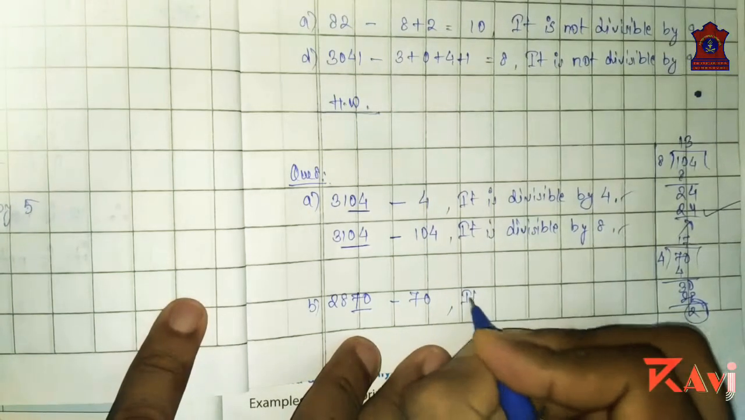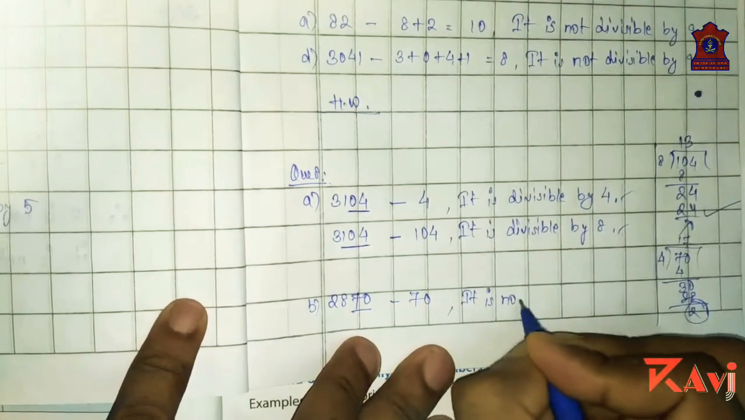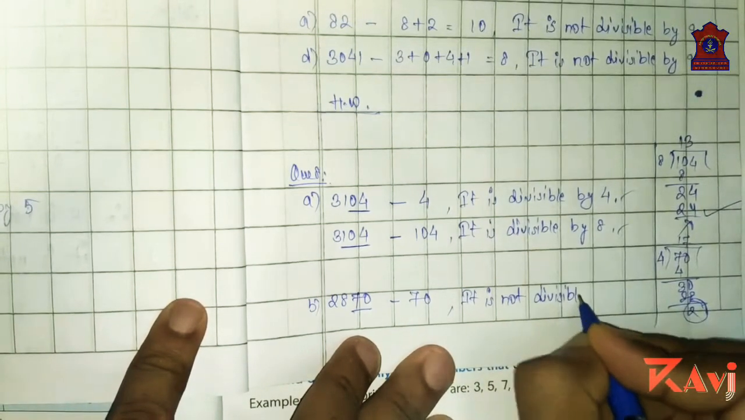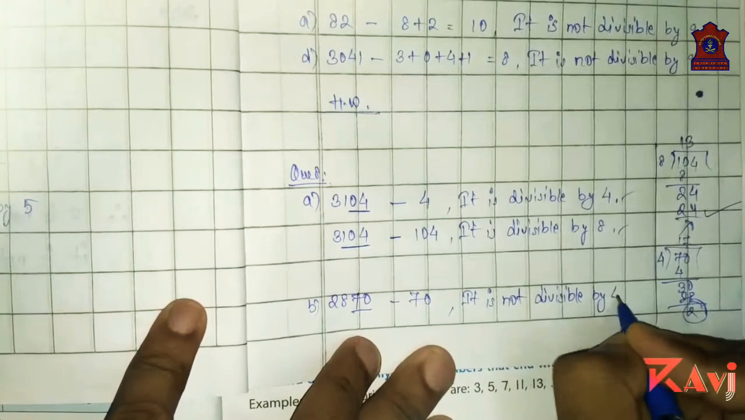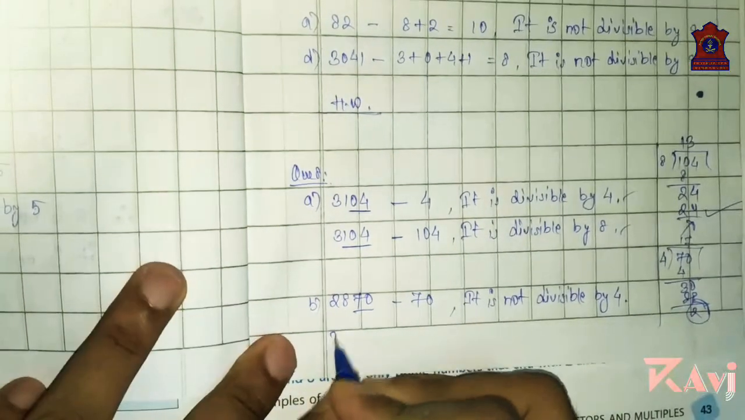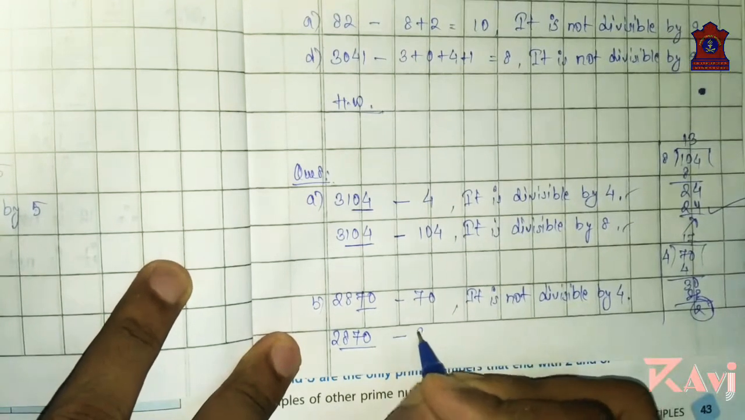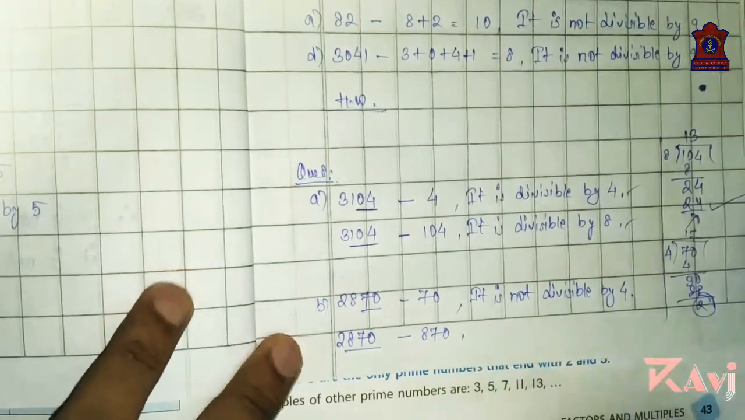It is not divisible by 4. Okay. Now take the same number and we'll take the last three digits, 870.